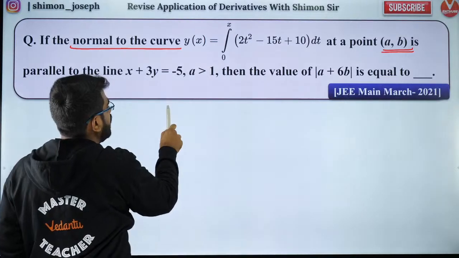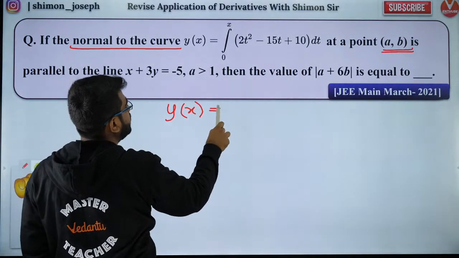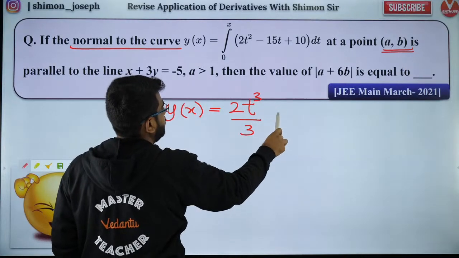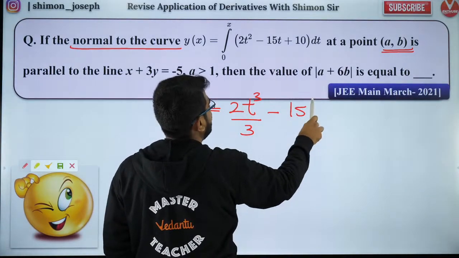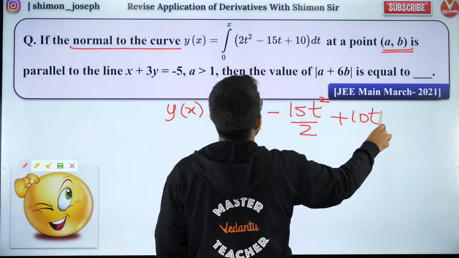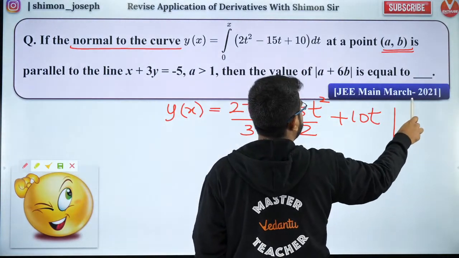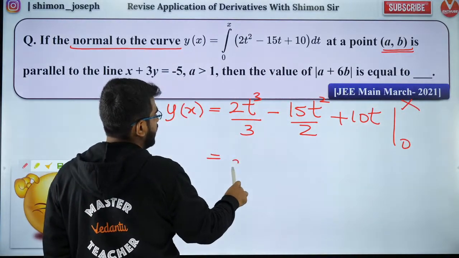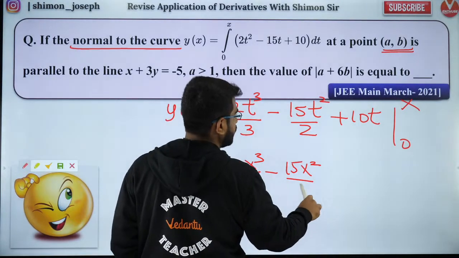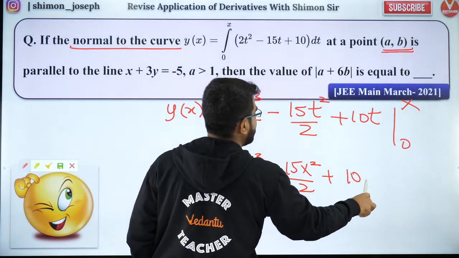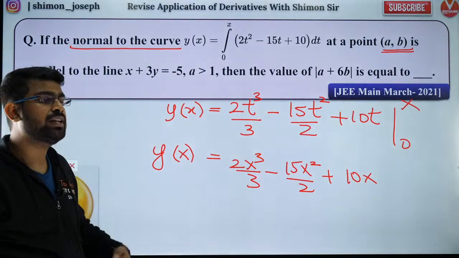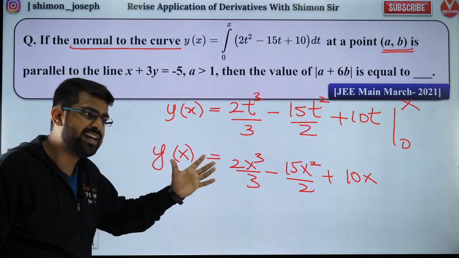So let's integrate this. What is y of x? y of x is nothing but 2t square, integration is 2t cube by 3, minus 15t, integration is 15t square by 2, plus 10, integration is 10t, and that I will do from 0 to x. So that will be 2x cube by 3 minus 15x square by 2 plus 10x. Are you all okay with that? That is your y of x. Are you all fine with that? This is the curve. Very good.